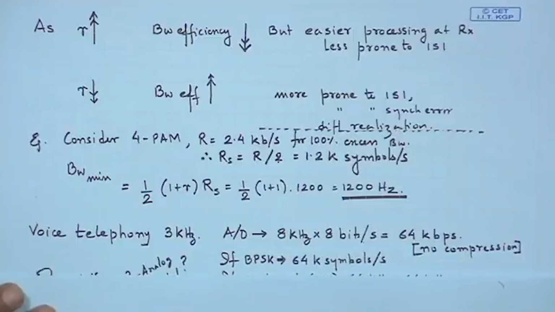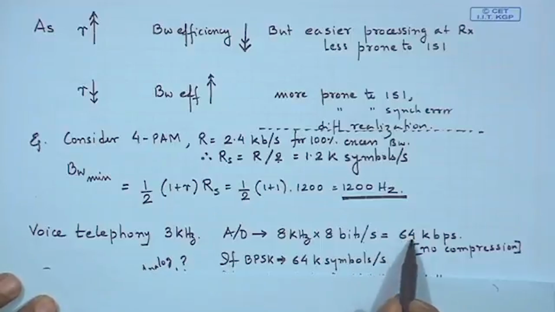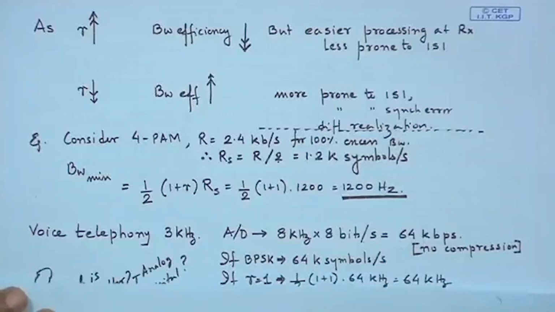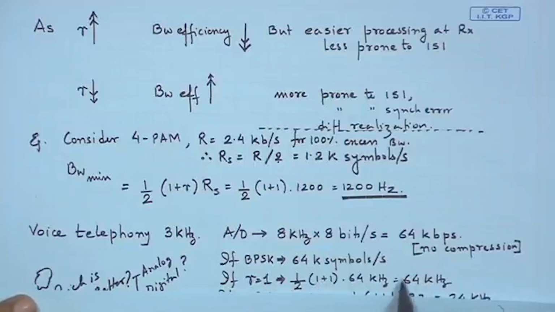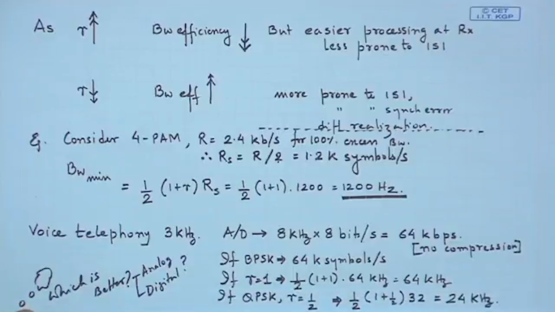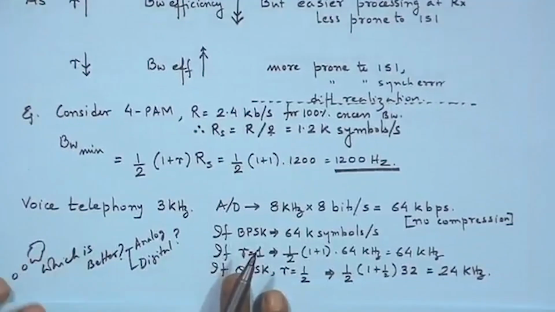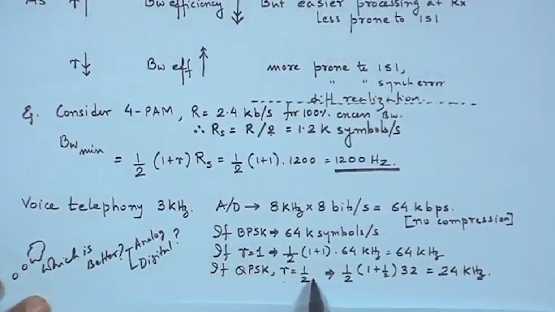So, if BPSK is used, that means if we use binary PAM, then each bit is going to take a waveform and we will be using 64 kilosymbols per second, straight ahead 1 bit per symbol. If R is equal to 1, that means the roll-off factor is 1, you are going to use 64 kilohertz by the calculations. If instead of using BPSK we go for QPSK, and we use R equal to half, we have 24 kilohertz.